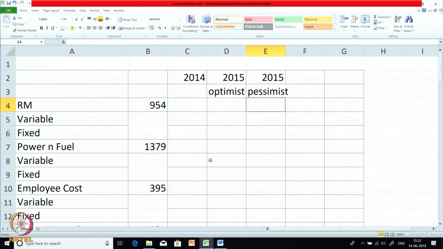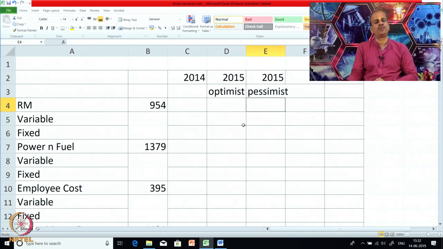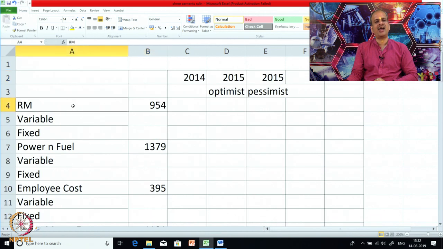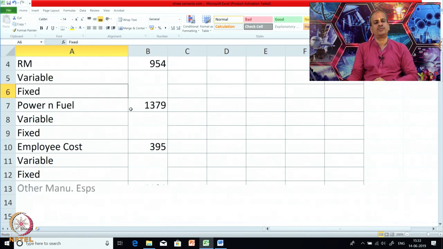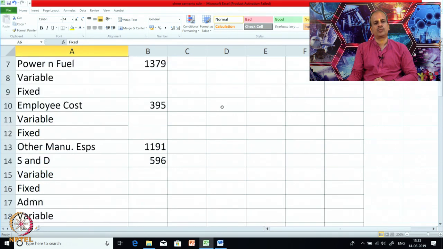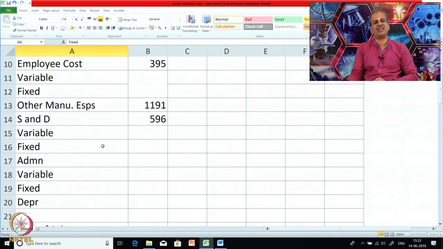Please do it with me, but just to save time, I have made the format ready for you. So this is the data for 2014 as is given, raw data, like RM cost is 494. I think you remember that we need to break down the operating expenses into variable and fixed. So break them down. This breakup will be helpful for making projections. Okay, so all these 5 costs you will break down.